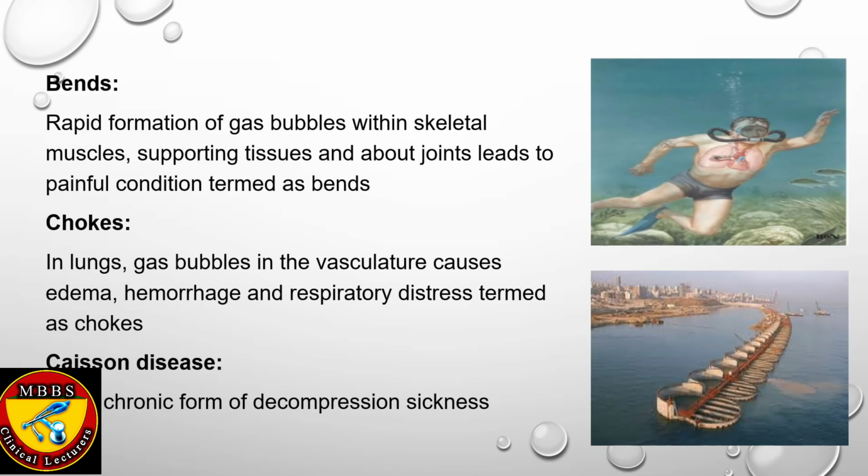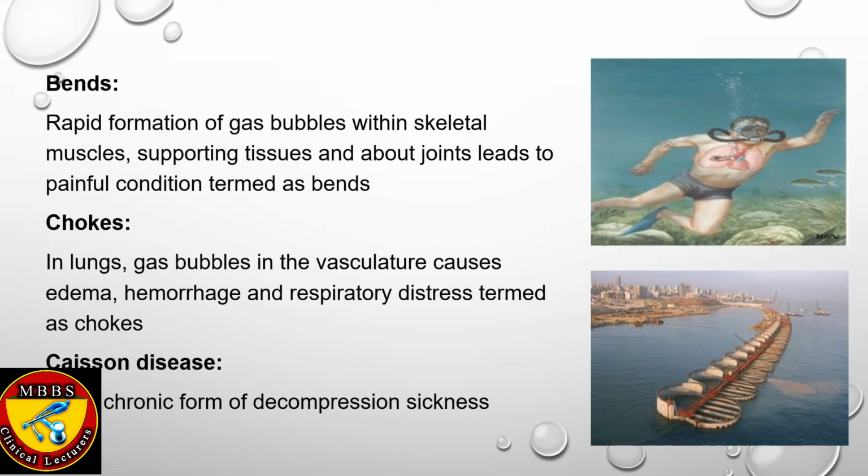Okay, now we come here to study the three entities, that is bends, chokes, and Kazan disease. Please remember, bends is the rapid formation of gas bubbles within skeletal muscles. These gas bubbles deposit in the skeletal muscles, in the supporting tissues and joints, and lead to a painful condition that is termed bends. If these gas bubbles are within the lungs or the pulmonary vasculature, they could cause edema, hemorrhage, and respiratory distress, termed as choke.